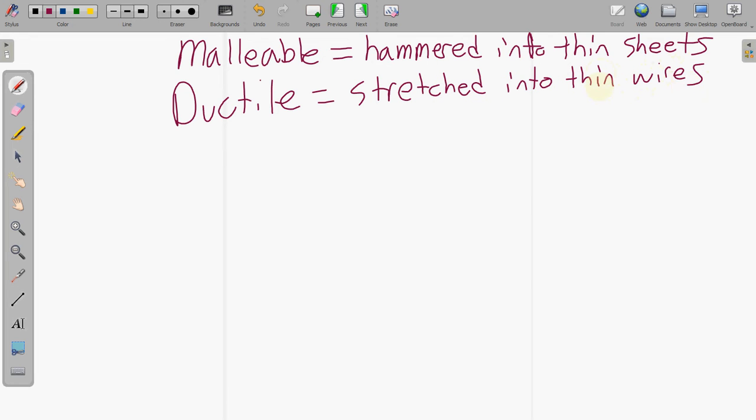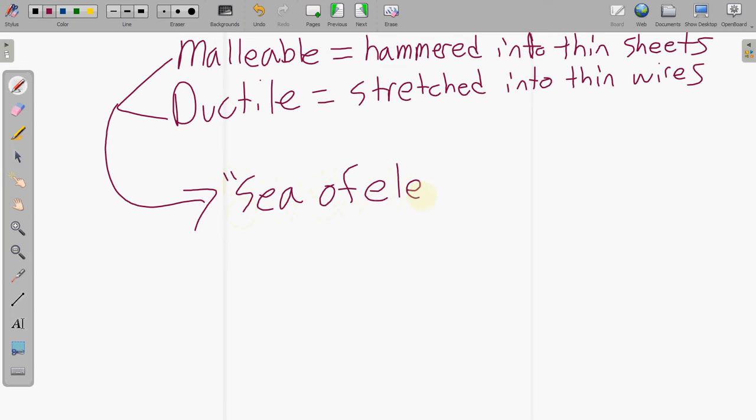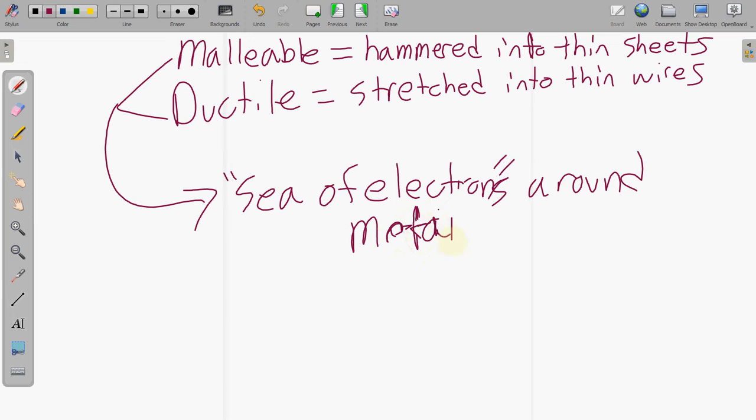And both of these properties are explained by the sea of electrons around the metal ions.